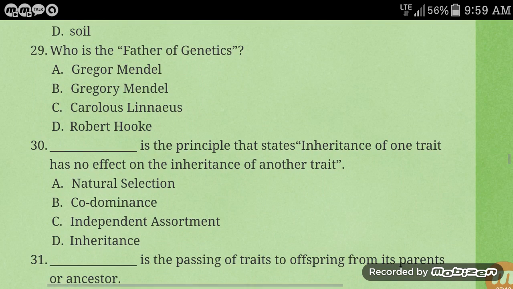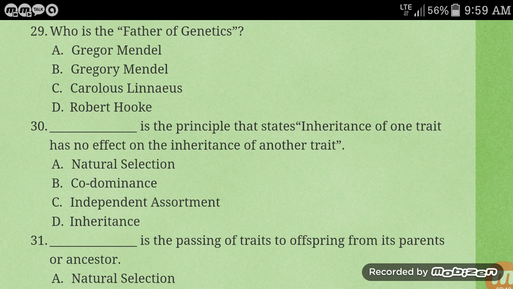He is Gregor Mendel, an Austrian monk who conducted an experiment on pea plants. Next, number 30, we have here the principle that states inheritance of one trait has no effect on the inheritance of another trait. So what was that? Natural selection, codominance, independent assortment, or inheritance. So here it's letter C, independent assortment. Okay, does not affect independent assortment.